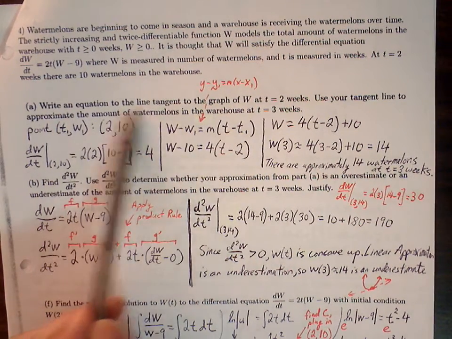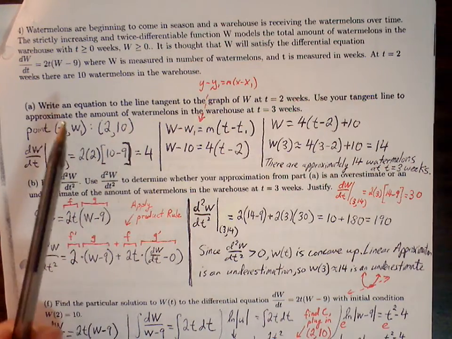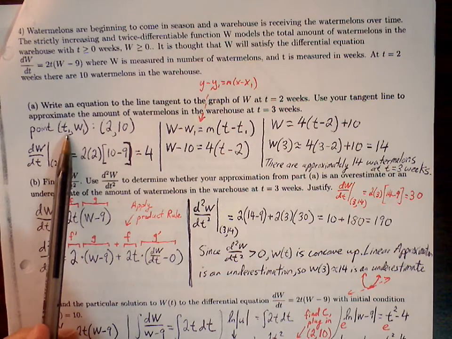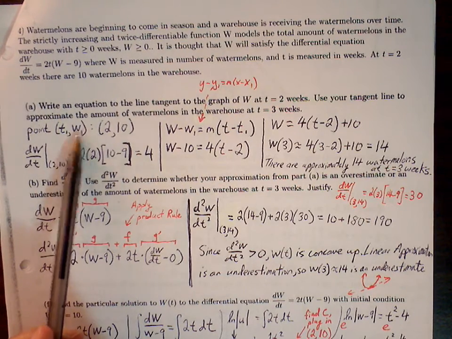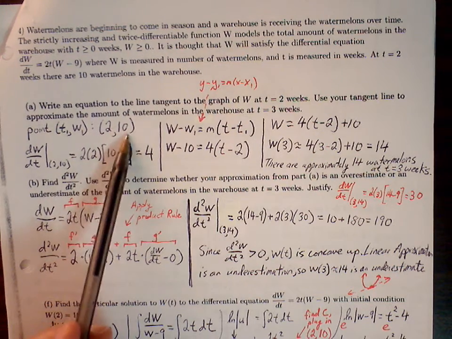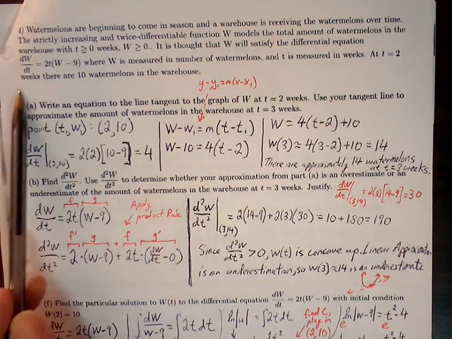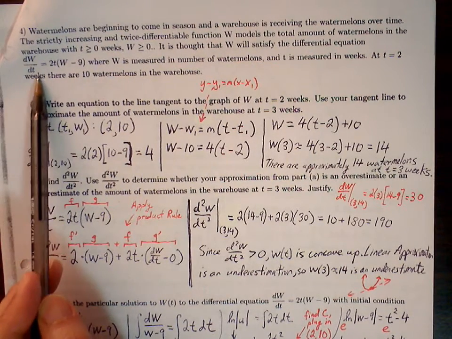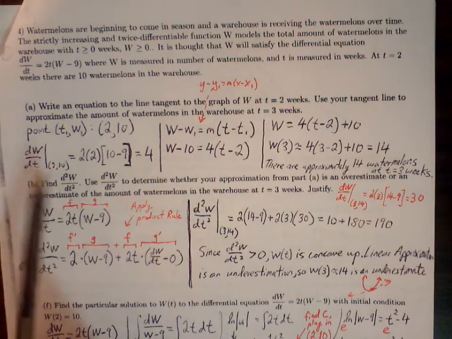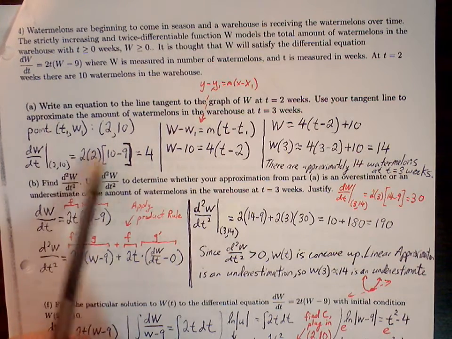So if we want to find the equation of the tangent line, we need to find an ordered pair and slope. So the ordered pair is t, our independent variable, and w, our dependent. At t equals 2 weeks, there are 10 watermelons. We want to figure out the rate of change at this moment in time. So we have dw/dt, which acts as our derivative equation. Plug 2 in for t, 10 in for w, and we get 2 times 2 times 10 minus 9, which is 4.